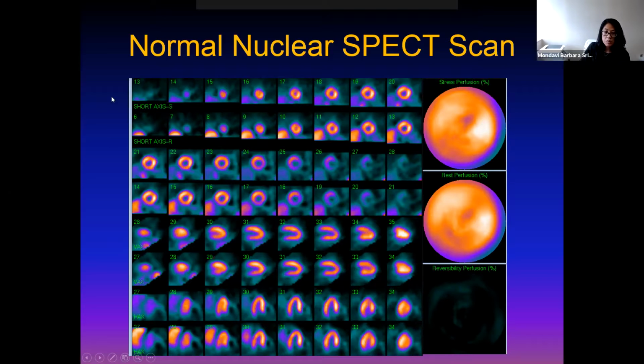Generally, stress images are displayed on top of the corresponding rest images, and we can quickly go through and see that it looks very similar on the top row as compared to the bottom row. This is a bullseye that basically takes the heart and squishes it from apex in the middle down to the base, and again, just synthesizes the information that we see on this layout into one image. And again, it should look similar on rest as well as stress images to suggest that this is a normal negative nuclear scan.